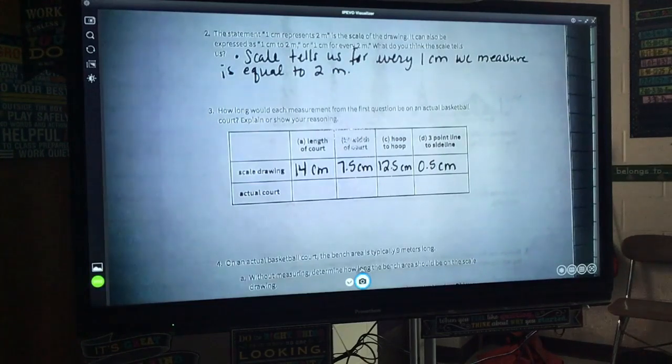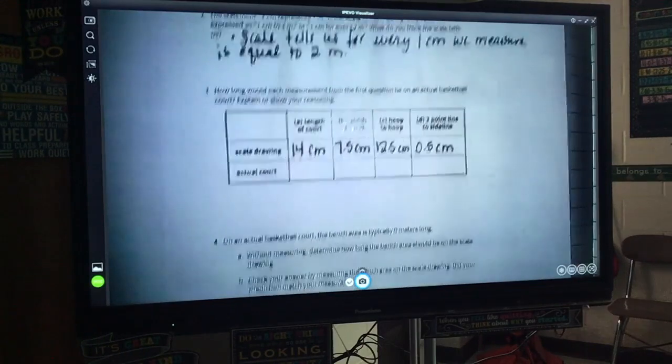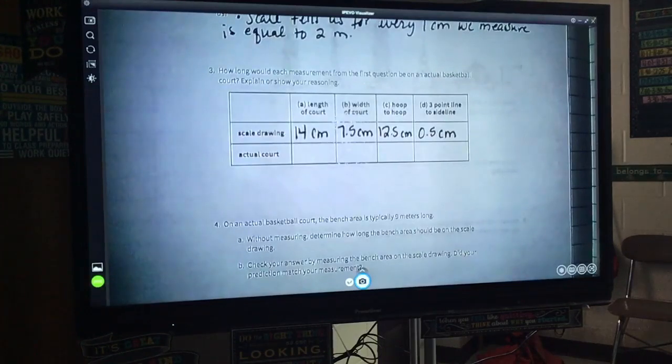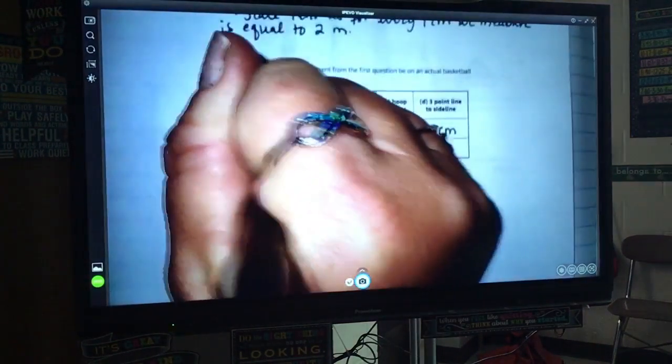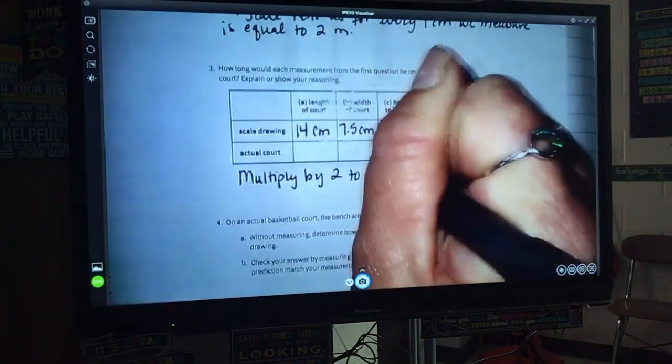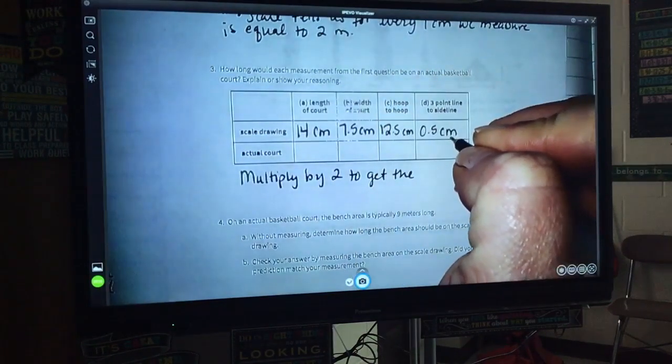All right. Anybody else want to add to the first part? I'm going to come back to the rest of your answer in 1 second, Raheem. Anybody else want to add to the first part that they put down as their group? No? Good? Okay. So number 3 says, how long would each measurement from the first question be on an actual basketball court? So Raheem, read the second sentence from your explanation. So we would multiply by 2 to get the number of meters.